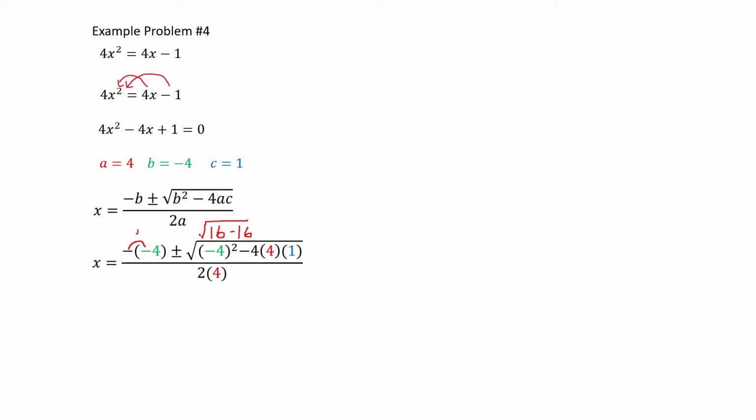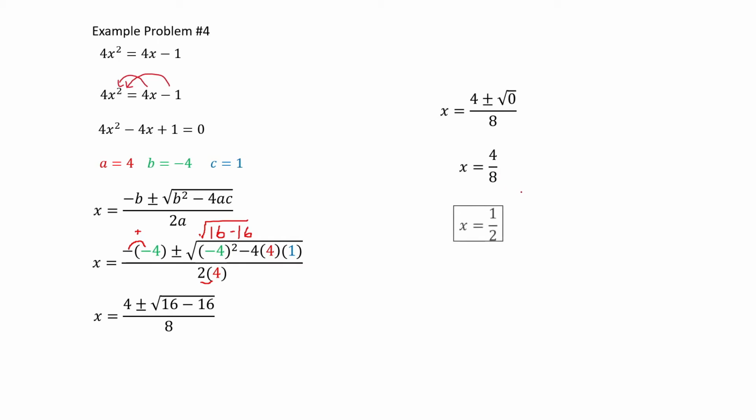Negative times negative 4, this will be positive. And 2 times 4 will be 8. It's like that. And 16 minus 16 is 0. Here, since the square root is 0, we don't need to separate it anymore. We can simply do this: 4 divided by 8. And the answer will be 1/2. And that's the answer of example problem number 4.